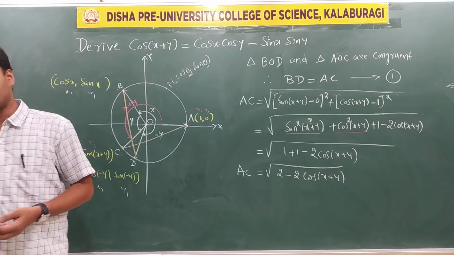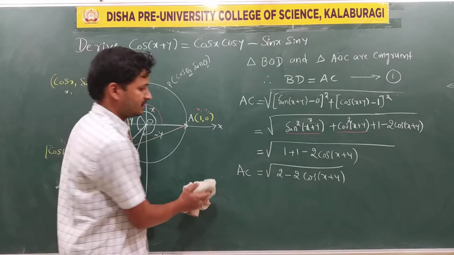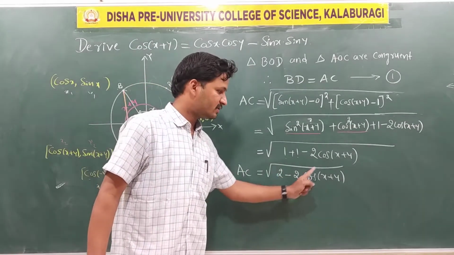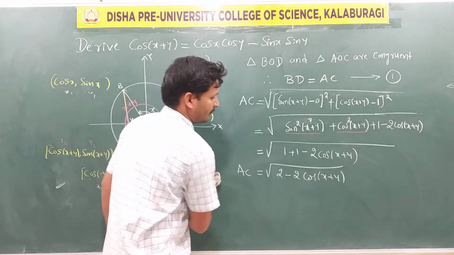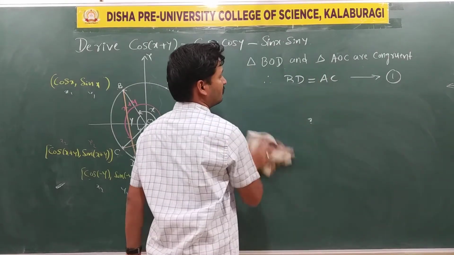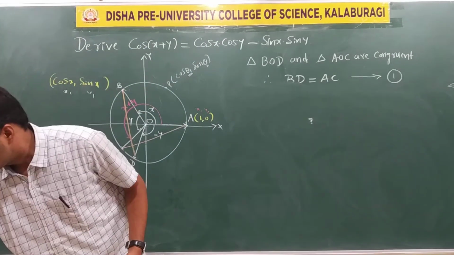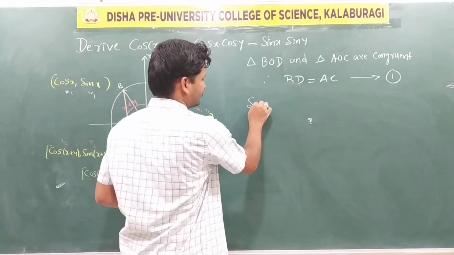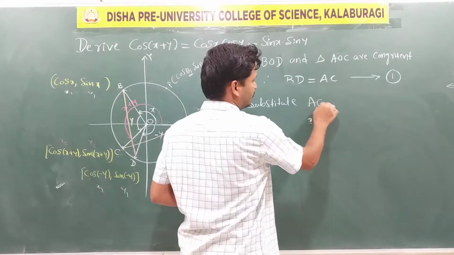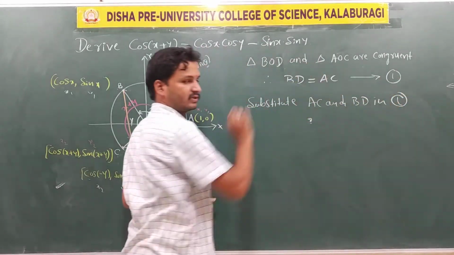Okay, pause it and write down. So now, just equate AC. See, AC is the square root of 2 minus 2 times cos of x plus y. Next step is substitute AC and BD in 1. Okay, that means in equation 1.